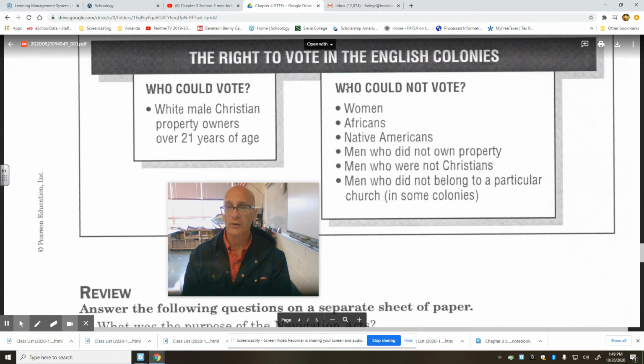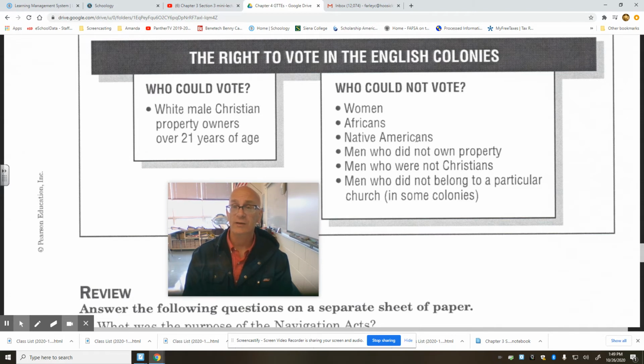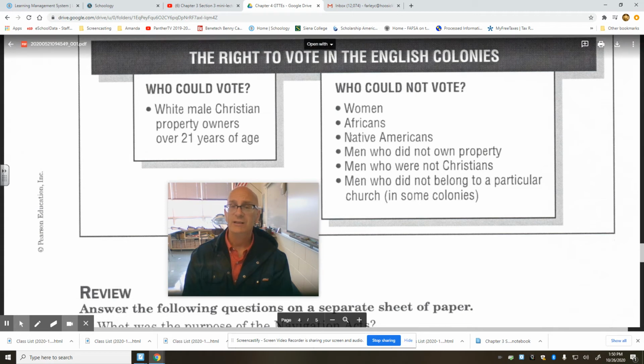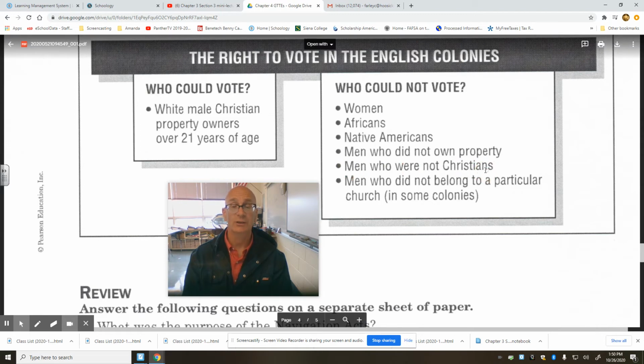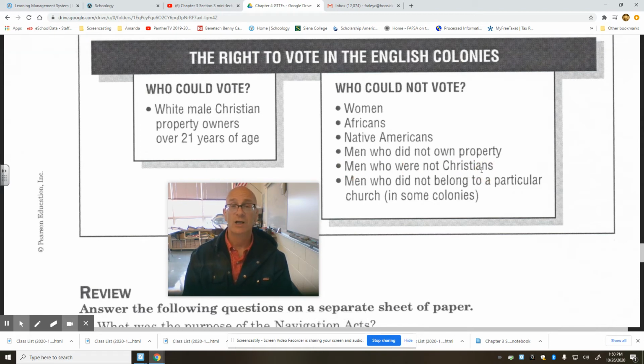And if you look at the other side of the chart, who could not vote, it points out which groups of people did not qualify to vote in the English colonies. Women could not vote. Both free and enslaved Africans could not vote in most colonies. Native Americans could not vote in the English colonies. Men who did not own property could not vote. Men who weren't Christian could not vote.